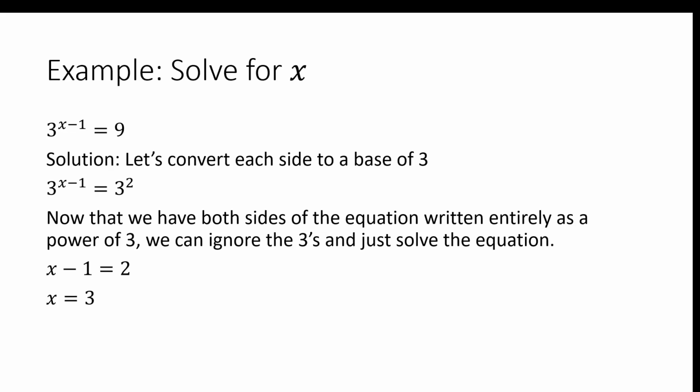So for instance, if we wanted to solve for x and the equation was 3 to the exponent x minus 1 equals 9, we could simply convert each side to a base of 3. And now that we have both sides of the equation written entirely as a power of 3, we can ignore the 3's and solve the equation. x minus 1 equals 2, and therefore x equals 3. And we're done.